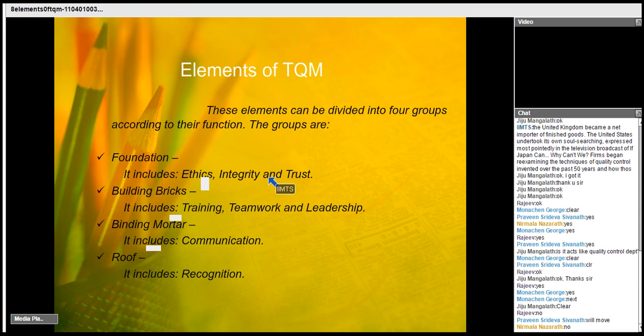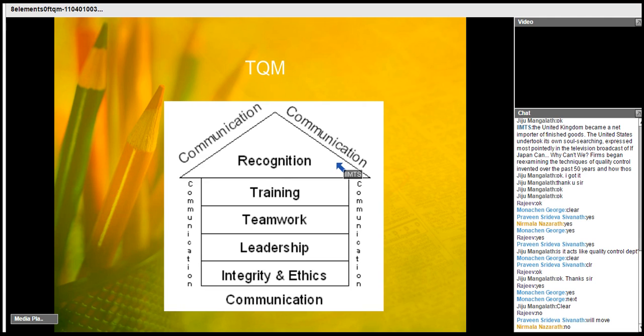Foundation includes ethics, integrity and trust. Building bricks include training, teamwork and leadership. Binding mortar includes communication. Roof includes recognition. So these are the 8 key elements which are divided into 4 groups: foundation, building bricks, binding mortar and roof. So communication, integrity and ethics, leadership, teamwork, training and recognition. At every phase you require communication. Whether you are talking of integrity and ethics, leadership, teamwork, training, recognition, everywhere you require communication.